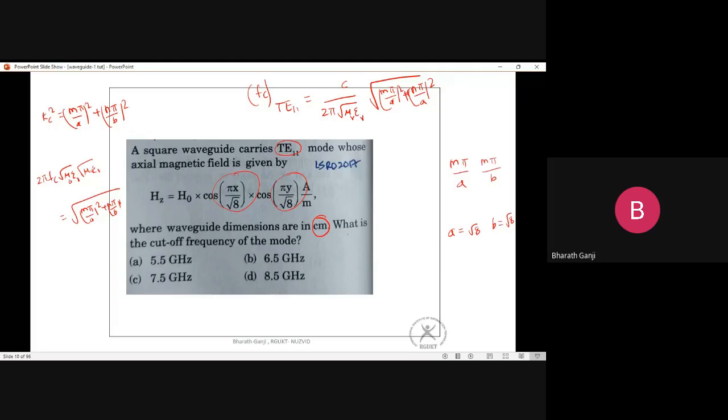So here a and b values are given. So if you try to find the cutoff frequency, you get an answer here. So what is the cutoff frequency answer? C divided by 2 pi.